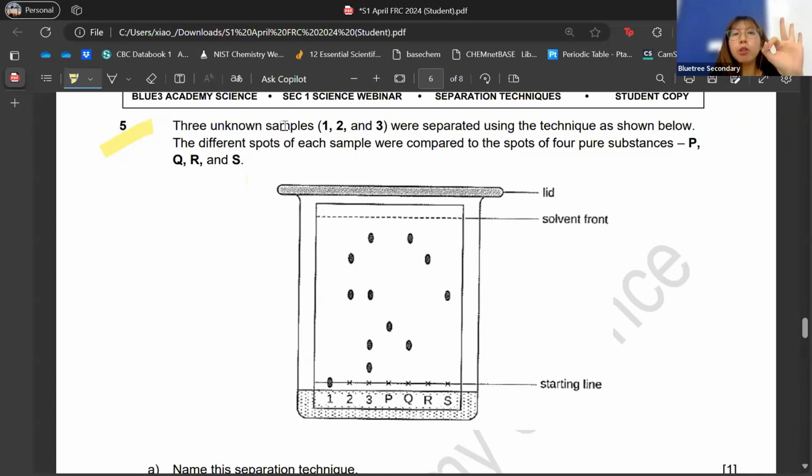So we have 3 samples, 1, 2, 3. They are separated with this technique, and then I am using these spots from these 3 samples to compare to the spots of 4 other pure substances called PQRS. So do you see that we have 2 different categories of the sample? One category, they are unknown sample. They are what I want to analyze. The second group of samples, they are the samples that I already know their identity. They are what we call the pure samples, PQRS.